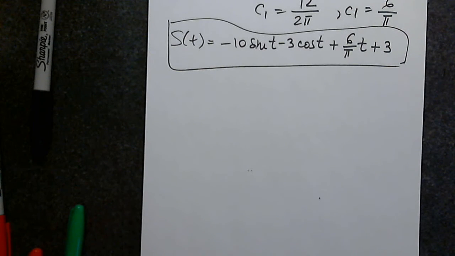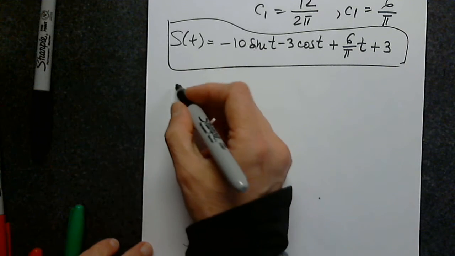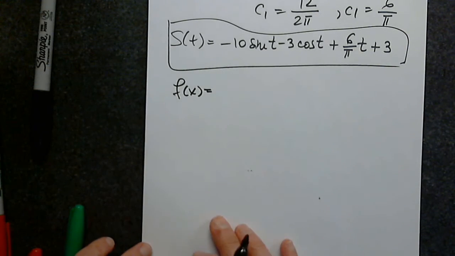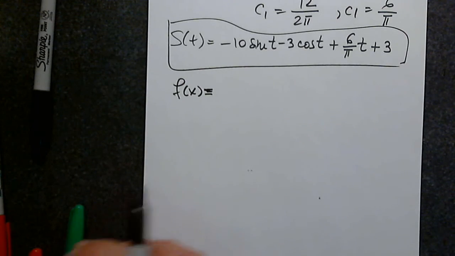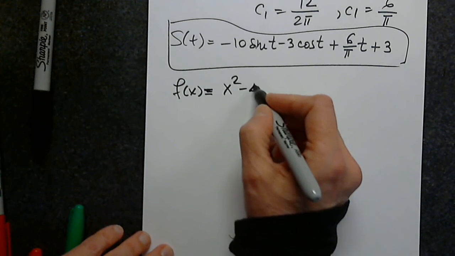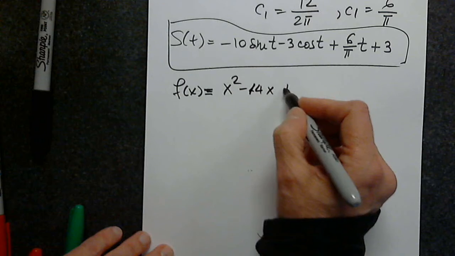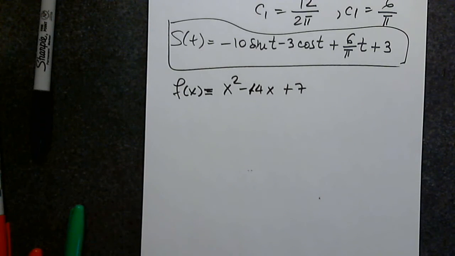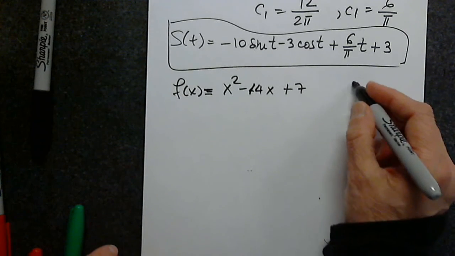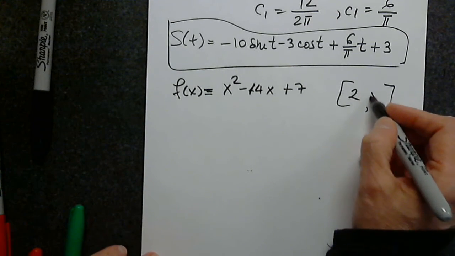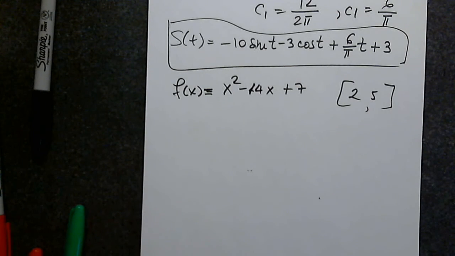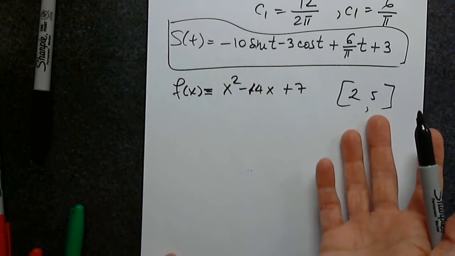Start with quadratic. Okay, that's fine. So let's look at a quadratic function. Any quadratic function you want to come up with, it doesn't matter. X squared minus 14x plus 7. Okay. Very good. And the interval? 2 to 5. 2 to 5 it is. So we're asked to find the exact area under the graph of this function between 2 and 5.